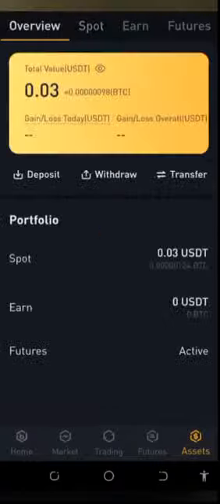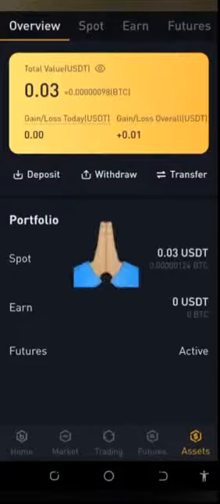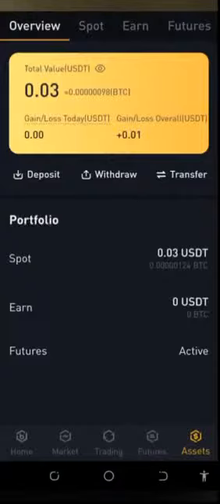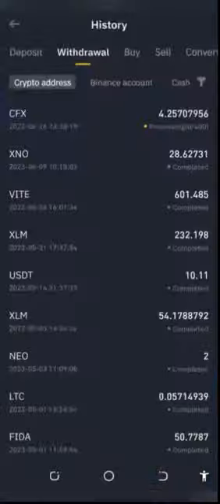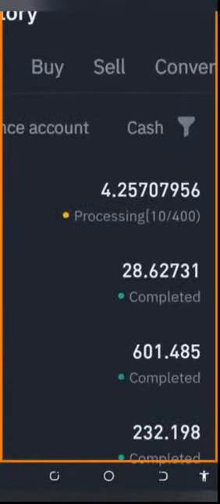So let's keep our fingers crossed. I'm waiting, I'm hoping, I'm praying that this works, because that's going to be a sweet deal. Someone say sweet in the comments. Sweet. Let's keep our fingers crossed. Currently, it's still looking like it's processing. We're still seeing the processing going on. We've gotten 10 out of 400 confirmations. Interesting. I don't know how long this is going to take.